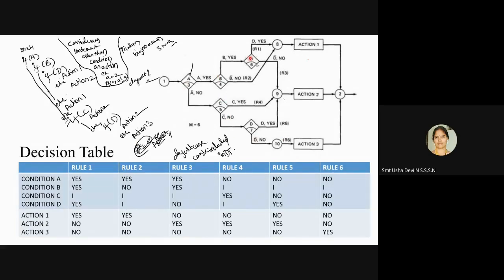And wherever there is a node, you need to represent that node here. Whenever two points are joining at one point, they are represented with one node. Okay, so we form these rules. In case of rule 1, the action is action 1. In case of rule 2, action 1 is happening. Rules 3, 4, 5 belong to action 2. In rule 6, action 3 happens. So this is the decision table with respect to this program.